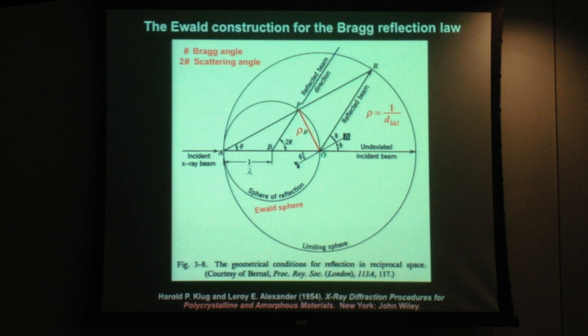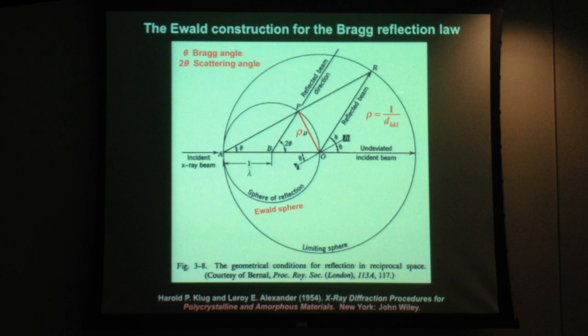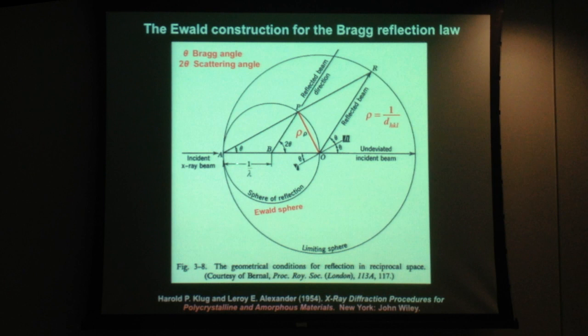We label that distance rho, and rho is the reciprocal of the interplanar spacing. So the net effect is that here is the sphere of reflection, or in projection the circle of reflection, which we now call the Ewald sphere. And here is what's called the limiting sphere, because we have constructed the Ewald sphere on the basis of a radius that is the reciprocal of the wavelength. That is, this diameter is twice the reciprocal of the wavelength.